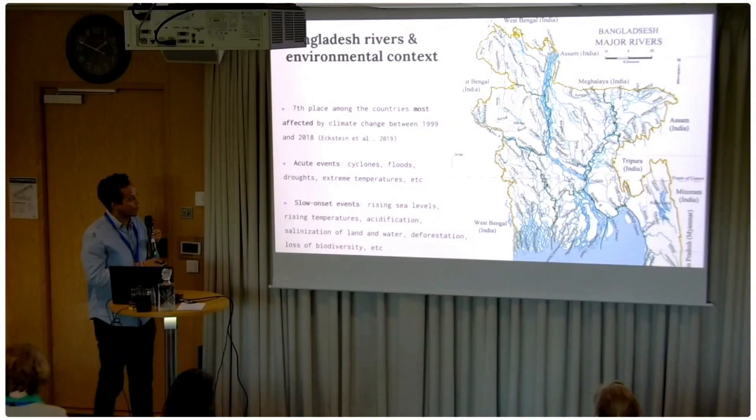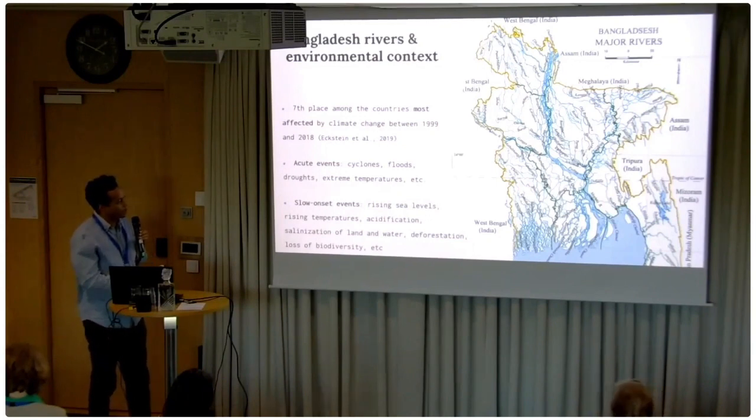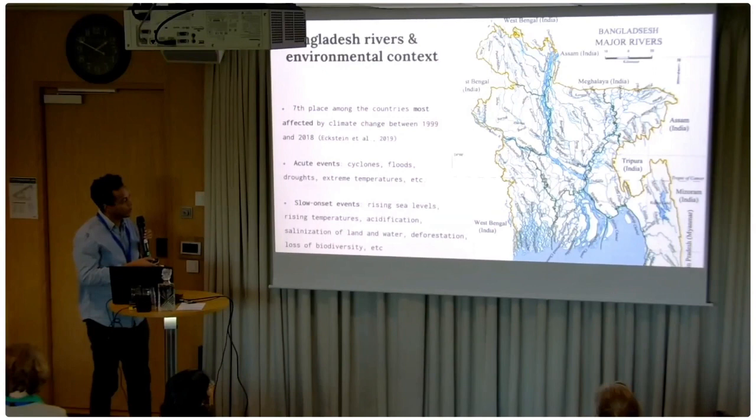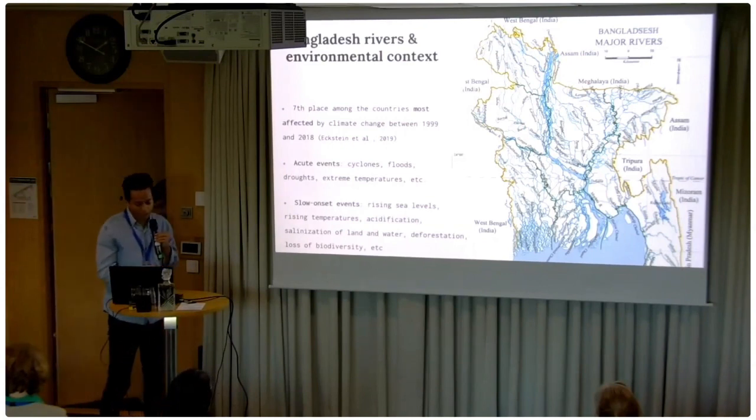And in the capital, in Dhaka, you will have the exposure to heat. It makes people very vulnerable. So what is difficult is you have a combination of acute and slow onset events. And my fieldwork was in two communities, one living in a slum in Dhaka, and the other one a rural community, fish farmers, very poor, in Shatkhira district.